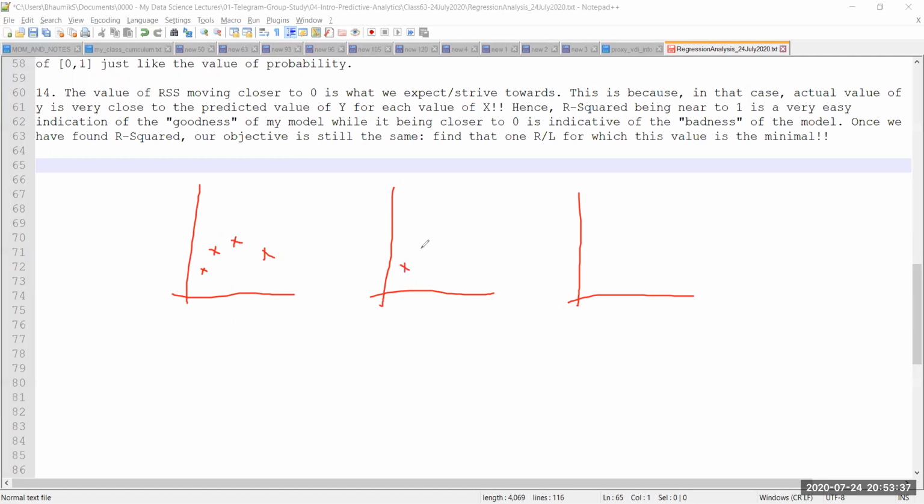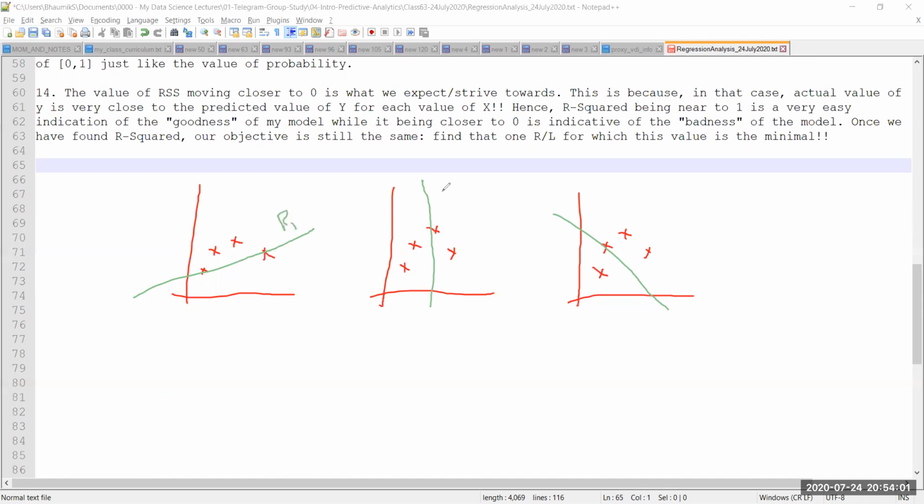Okay, so I'll try to draw the 3 diagrams same to each other as much as I can. Now what I have done, I have drawn 3 lines: one line, a second line, and a third line. I would like to know which line is the best. Obviously, from the eye itself, you can see this line is the best.